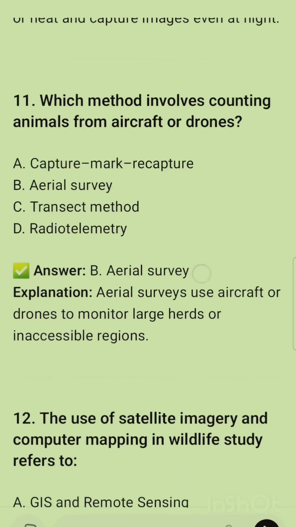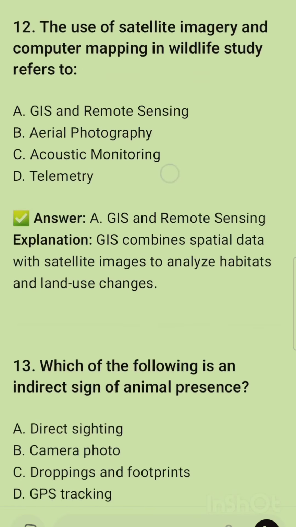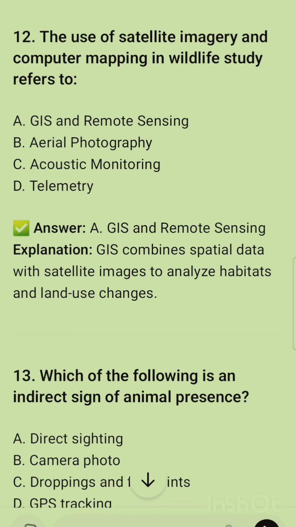10th question is: the advantage of using camera trap is, and the main advantage is they work automatically without human presence. Which method involves counting animals from aircraft or drones? The correct option is aerial survey. 12th question is: the use of satellite imagery and computer mapping in wildlife study refers to, and it refers to GIS and remote sensing. That is, GIS combines spatial data with satellite images to analyze habitats and land use changes.